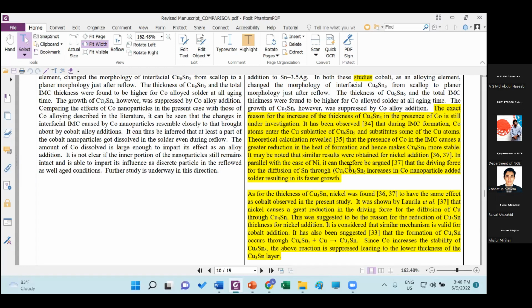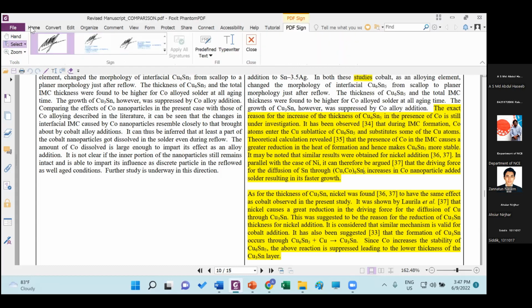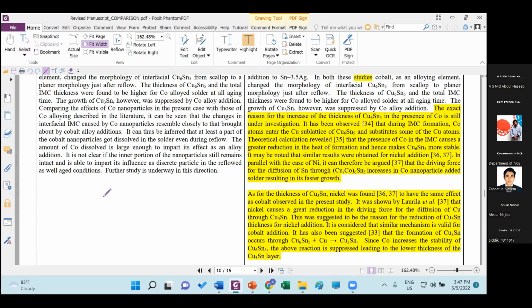Actually, I made a mistake. The student was doing the effect of nickel, but the effect of nickel was, let me explain again. I think I'm confusing you. So the student was doing, let me write it down. In fact, cobalt. And when the reviewer asked the student to discuss the effect of cobalt, the student was puzzled.